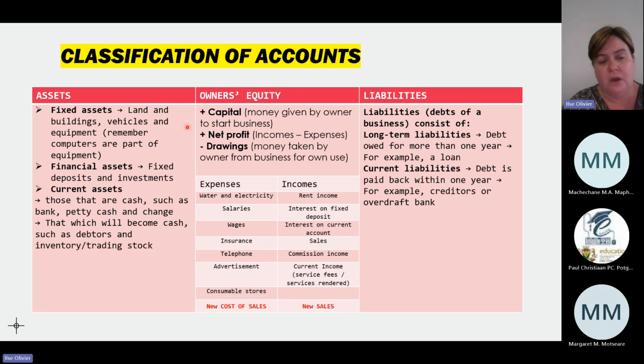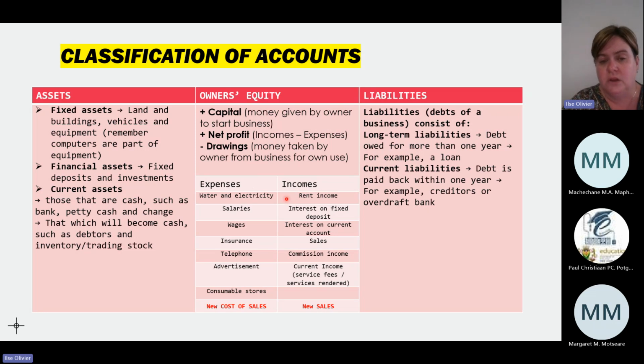If we look at our owner's equity, it is always the same. Capital, money given by the owner to start a business, plus my net profit, that is incomes minus expenses, minus my drawings, that is money taken from the business by the owner for personal use. Now, incomes will always increase your owner's equity and expenses will always decrease your owner's equity.